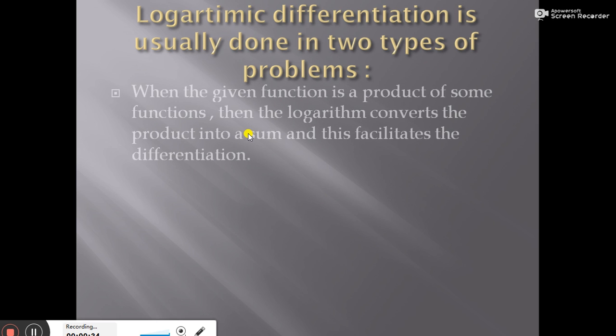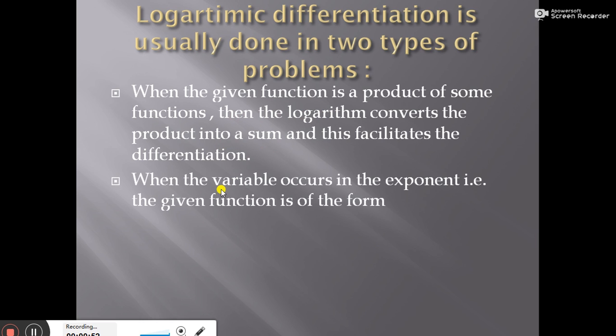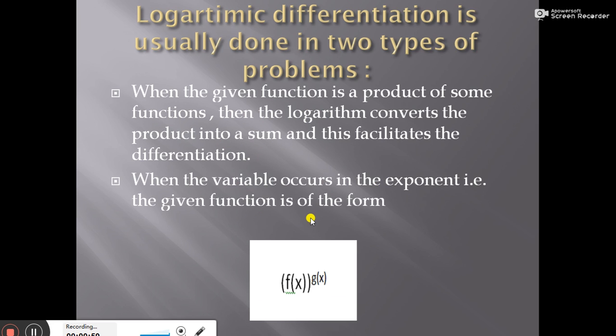Number one, when the function seems to be complicated, that means when the given function is a product of some functions, then log converts the product into a sum and that helps in the derivative. Second one, when the variable occurs in the exponent, that means the given function is of the form function raised to the power function, here f(x) raised to the power g(x).